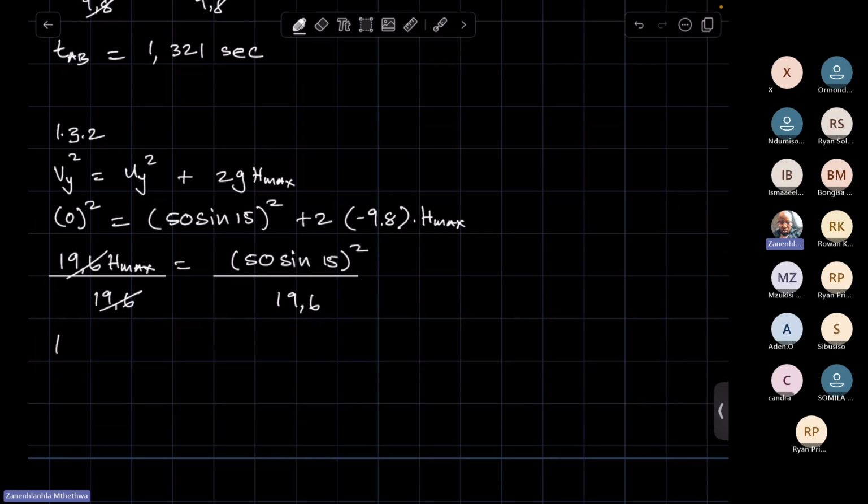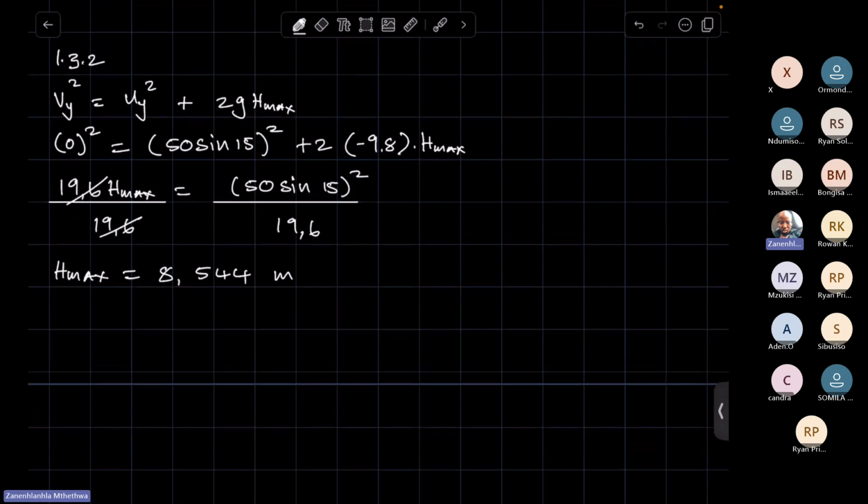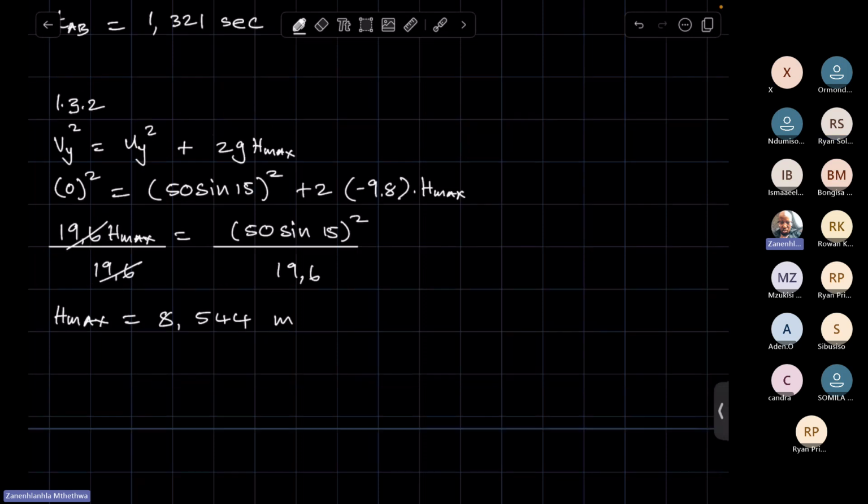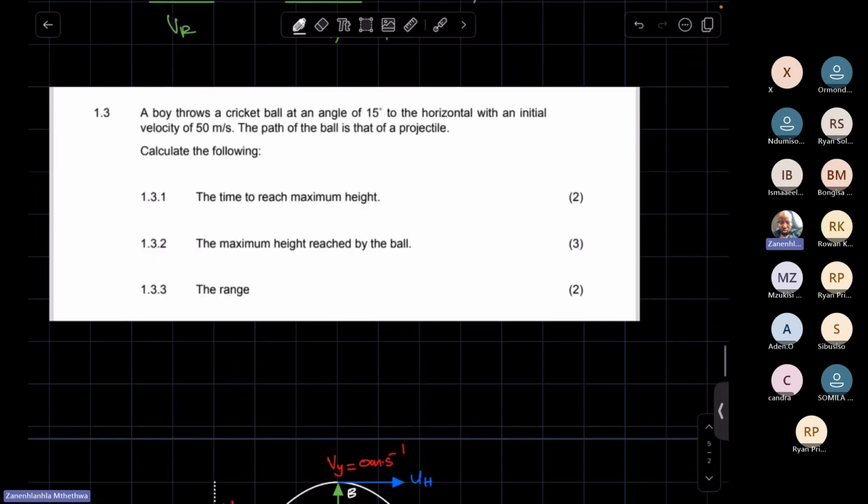So H max is equal to, now what do you get here? What is 50 sine 15 all squared divided by 19,6? 8,544 meters. Right, are we in agreement? Yes, sir.